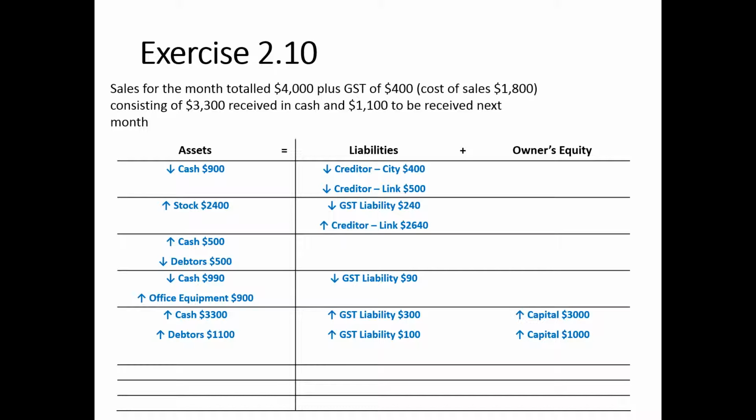Lastly, we've got cost of sales of $1,800. That's what we had to sacrifice to make these sales, so stock will decrease, and stock is an expense when it's sold called cost of sales, and that decreases owner's equity.